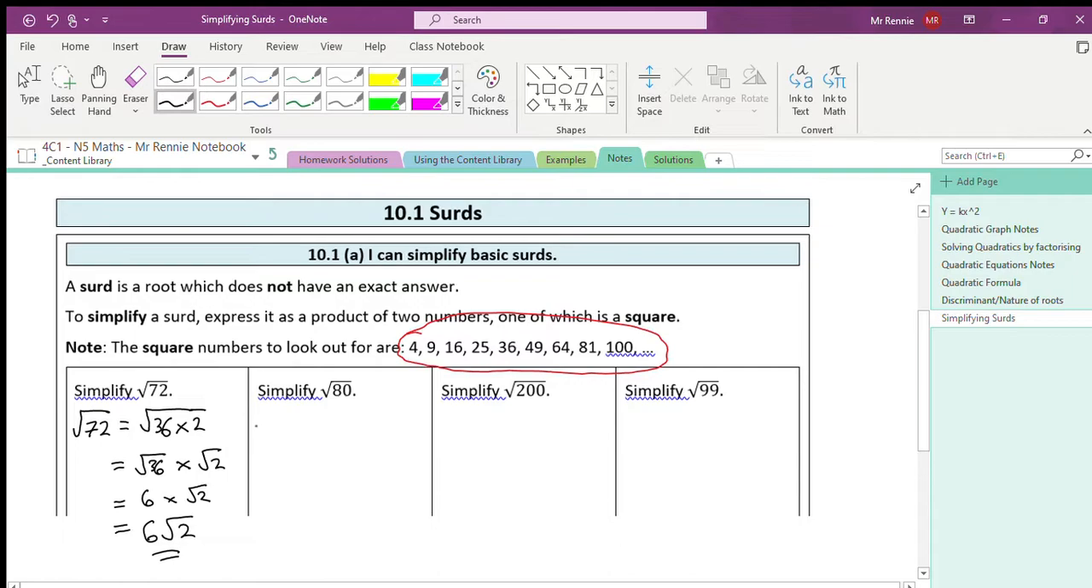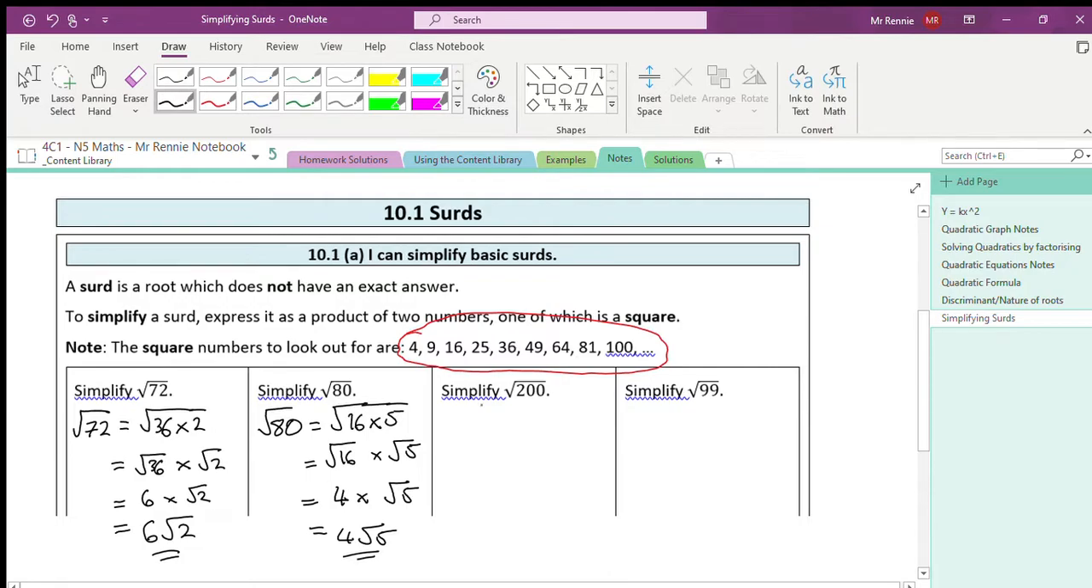Okay, so again, similar process. Root 80 will be, we're going to use 16, so it's going to be 16 times 5. Okay, that's going to split up, so we do root 16 times root 5. Square root of 16 is 4, that's going to be 4 times root 5, and that would give me 4 root 5 there. Okay, so that's my answer for that. We use 16 to split the root 80.